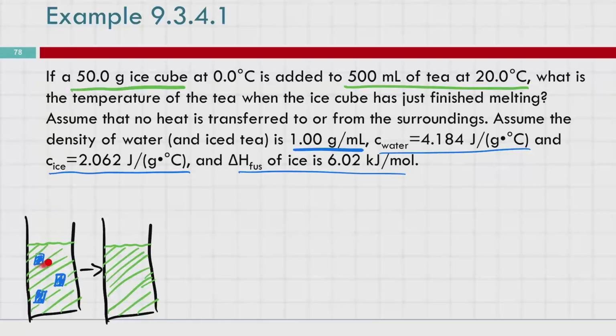What's happening when our ice is melting? What, energy-wise, what's happening when ice melts? It's endothermic. Our ice is absorbing energy. So ice absorbs energy to melt. Where does it get that energy from? It gets the energy from the tea.